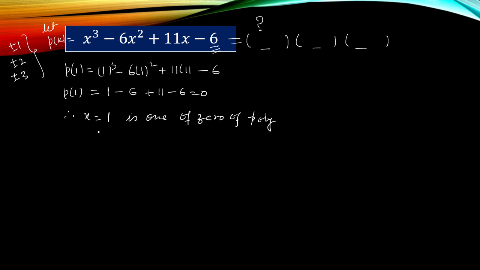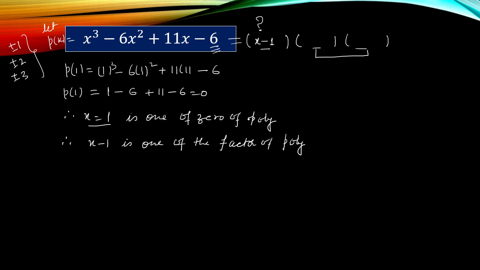If x is equal to 1 is one of the zeros of the polynomial, therefore x minus 1 is one of the factors of the polynomial. So we have found the first factor by hit and trial method, that is x minus 1. We are interested in getting the remaining two factors. How to get the remaining two factors? By the alternative method. Let's start.